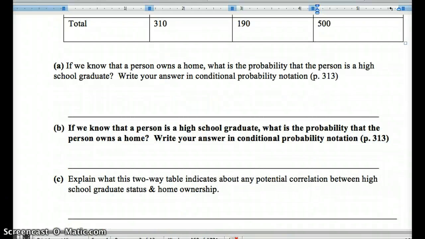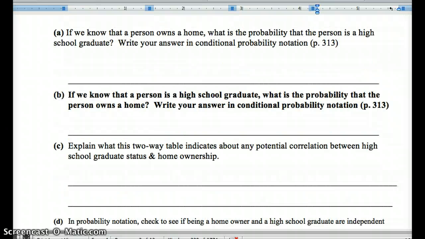Okay, so what I'd like you to do is go ahead and start on A, B, and C, and pause the video. Work on A, B, and C on your own with your group, and then go ahead and check the answers here. So start with A, B, and C.